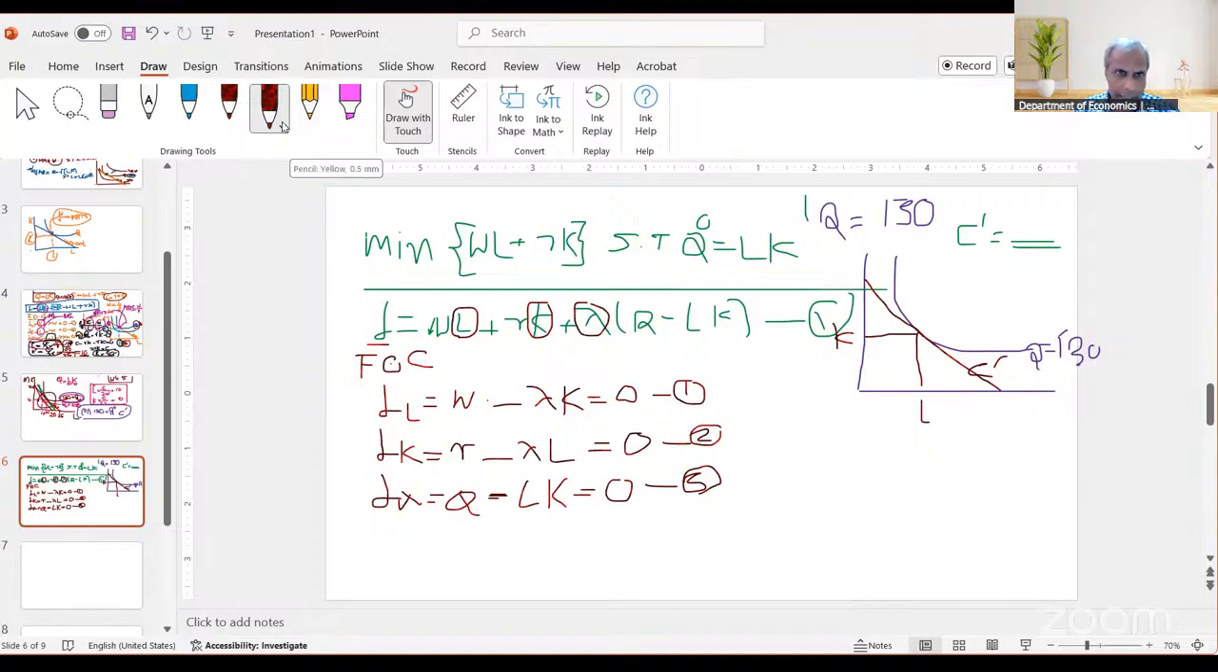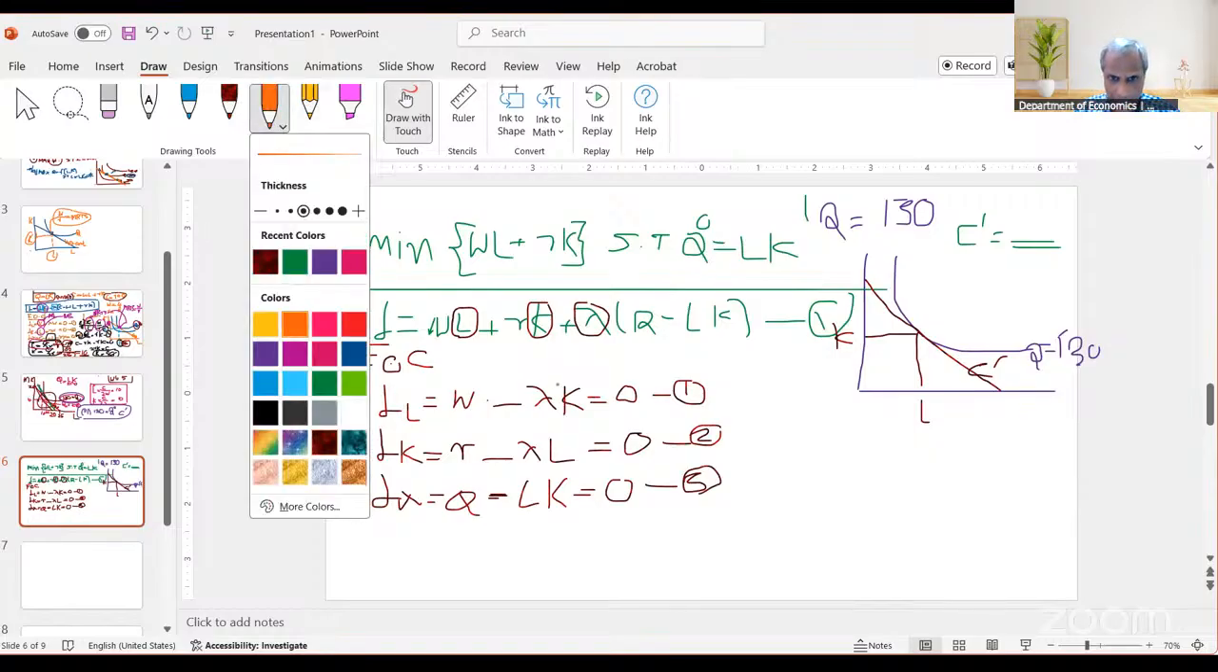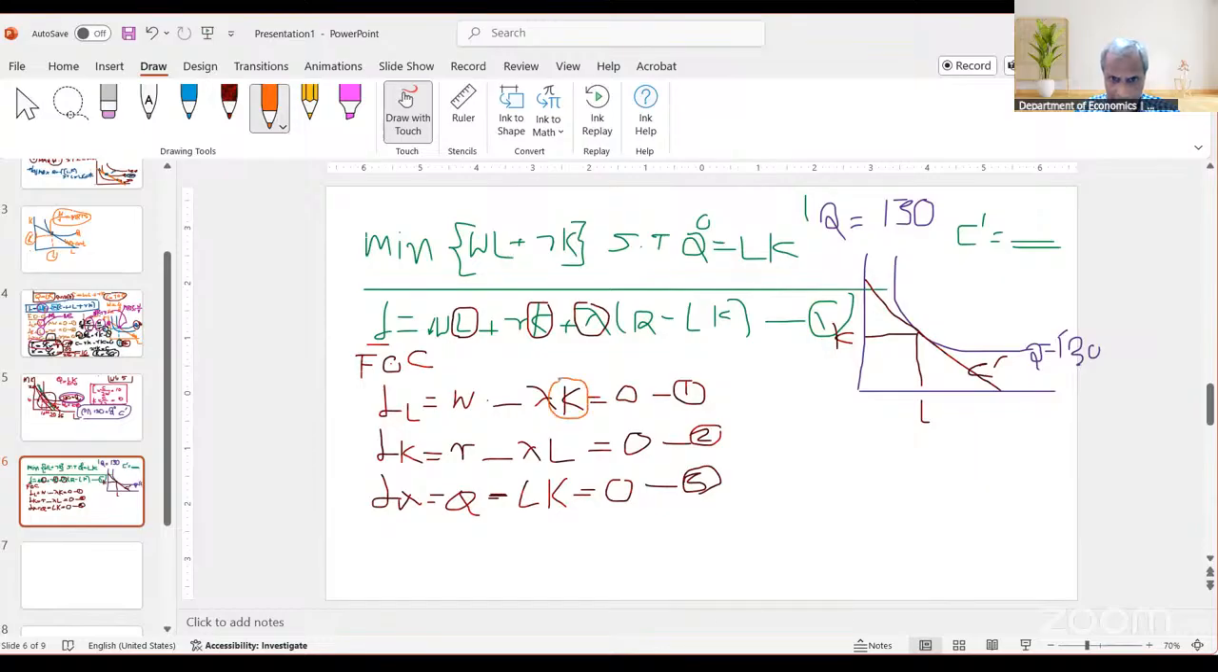Now, like previously, here also this part, when you differentiate the production function with respect to L, this becomes the marginal product of labor. Likewise, here this becomes the marginal product of capital. Now, when you divide the first equation by the second equation, you can get the direct result here.